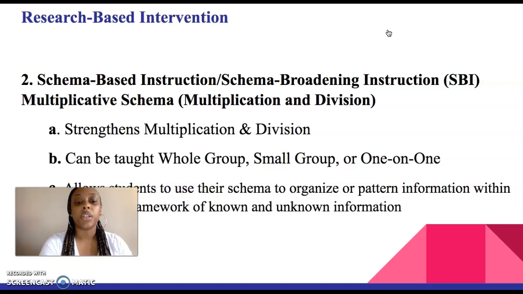So it helps students learn and practice different drills so that they can strengthen their multiplication and division skills. And again, this intervention can be taught whole group, small group, or one-on-one. And then lastly, it allows students to use their schema, which is their brain and thinking, to help organize or pattern information in an organized framework of known and unknown information. So this definitely helps students find different ways to memorize these particular skills so that they can become very knowledgeable and remember these skills.